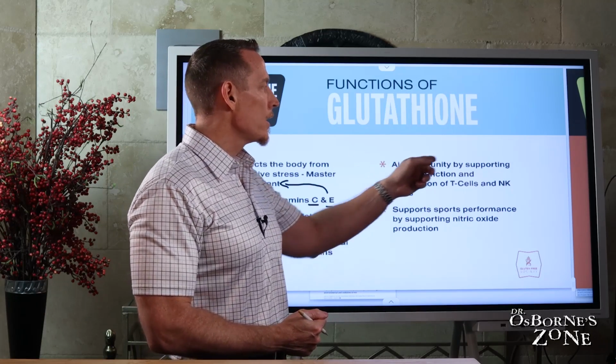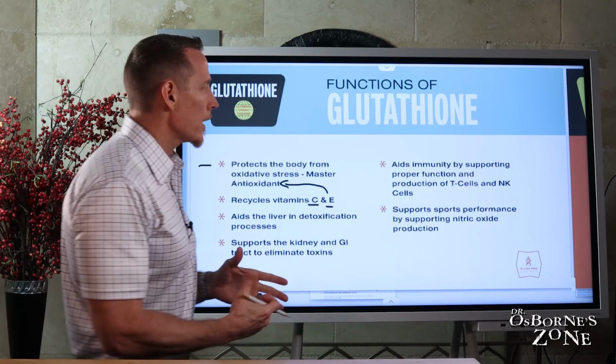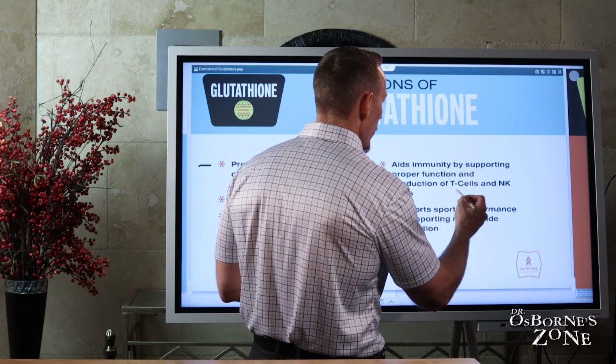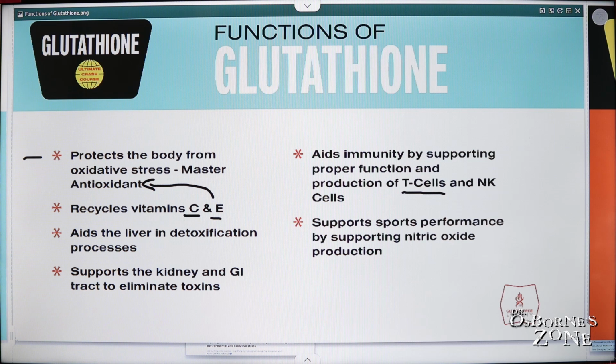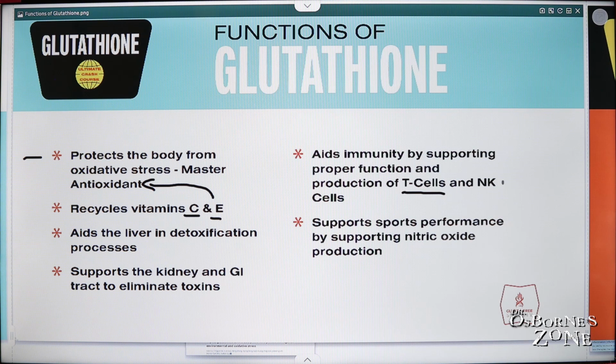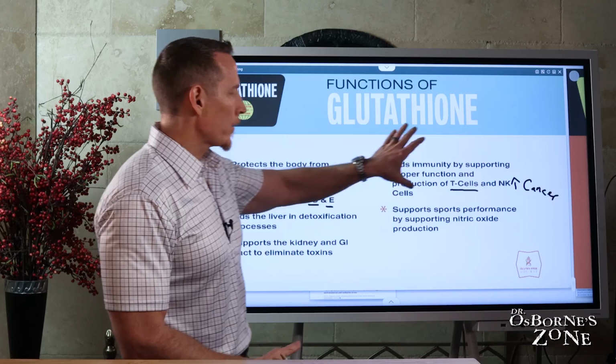But it also aids the immune system. Research has shown that glutathione helps in the production of a type of immune cell called a T cell. It helps them work more effectively and more efficiently. It also helps to increase the level of natural killer cells, NK. These are the types of cells that help us fight cancer, right? So glutathione is very important in that regard.